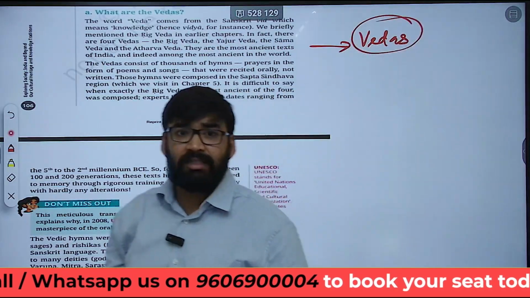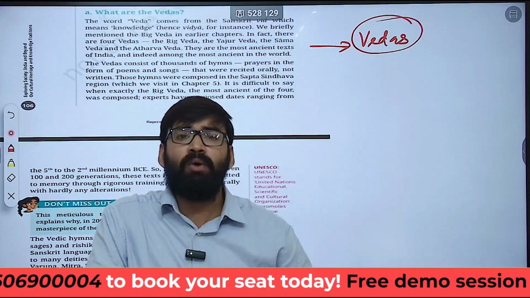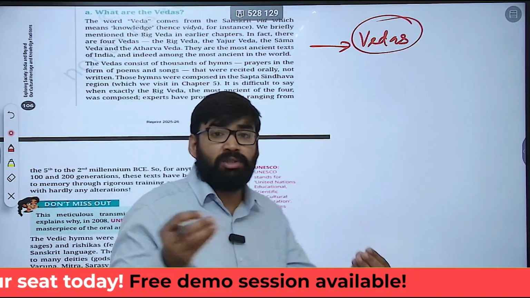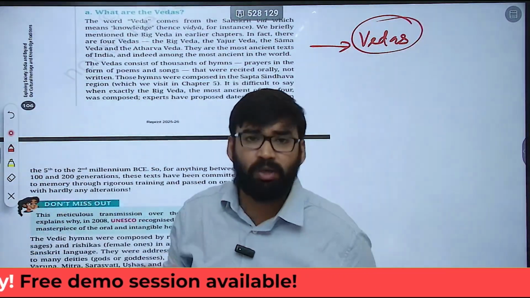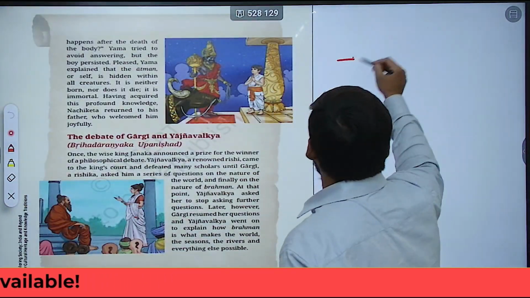Now, after this, let's come to the Vedas. The 6th class NCERT book also talks about Veda as well as Vedic gods. So the Vedas were composed around 7,000 to 4,000 years ago. Apart from this, the book also talks about the Upanishads.